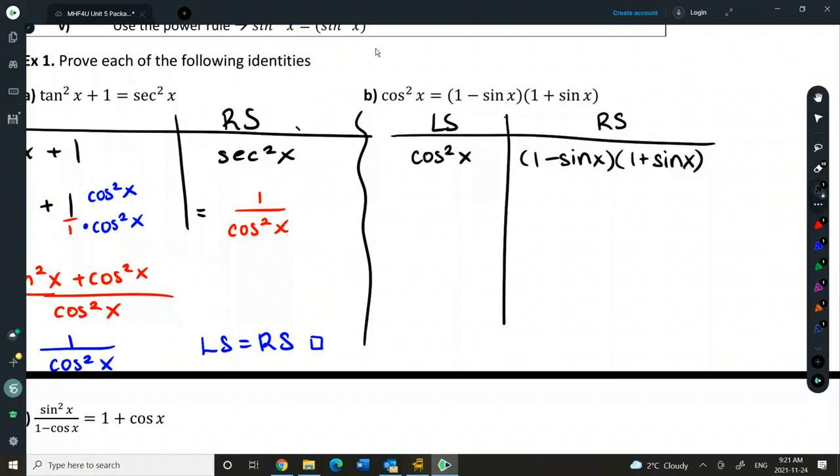Okay, first tip, 90% of the time we try to get things in terms of sine and cosine. That's already done. So does anyone have any ideas of what we might do here? Lexi, what do you think?